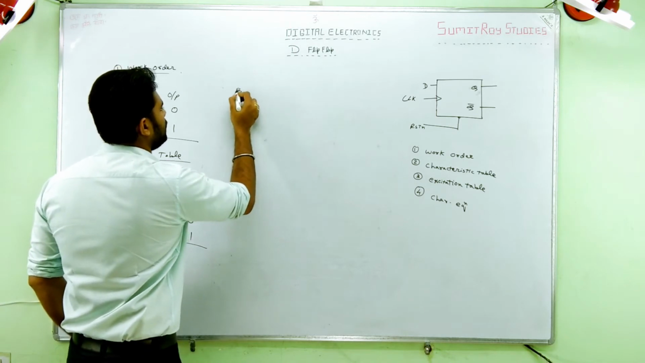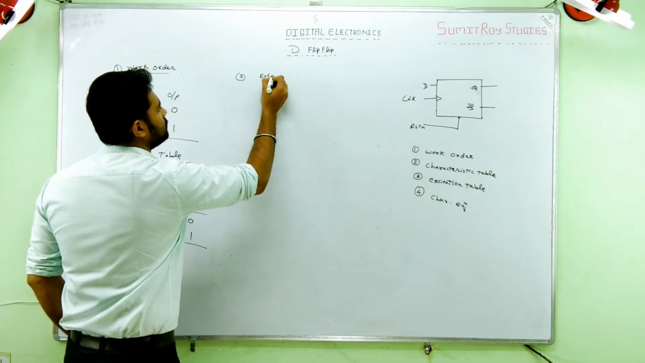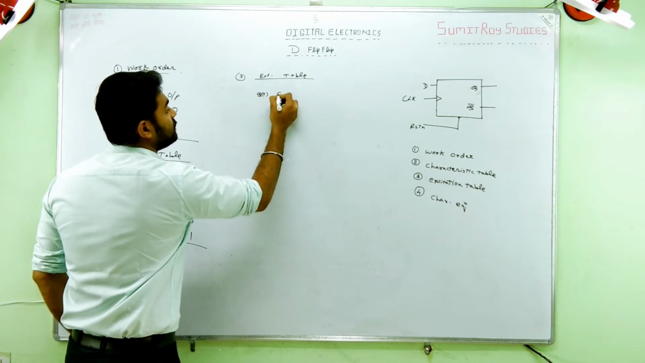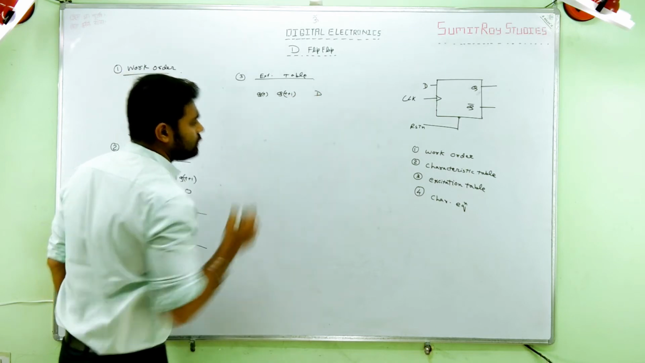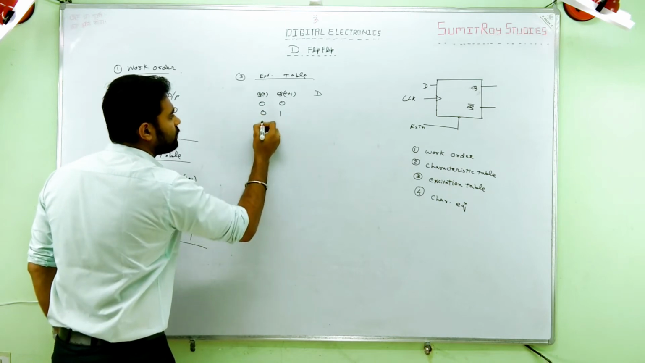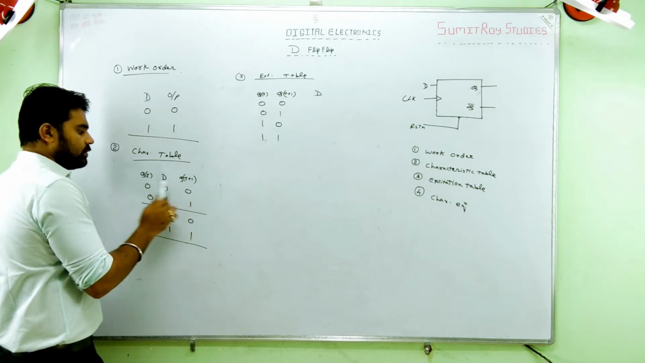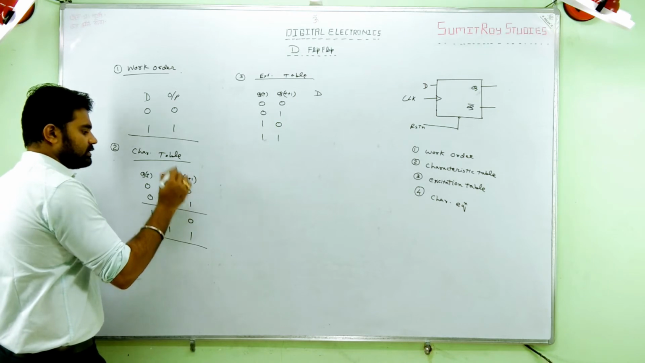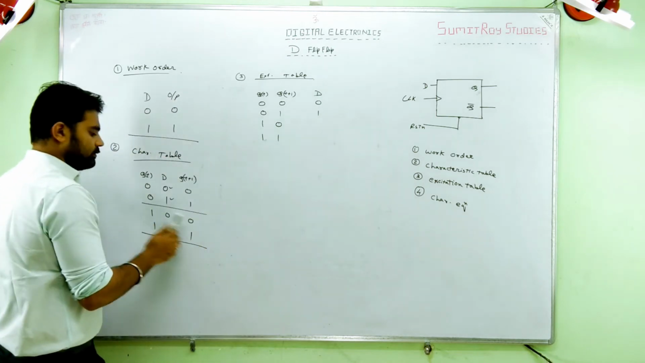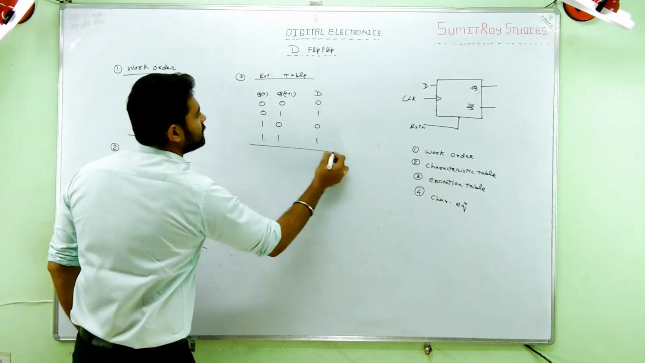Now, considering the third part, that is excitation table. In excitation table, QT transits to QT plus 1 and we fill in D. 0 to 0 transition can occur, 0 to 1 transition can occur, 1 to 0 transition can occur, and 1 to 1 transition can occur. While considering this, from 0 to 0 the only possible condition is 0. From 0 to 1, the only possible condition is 1. From 1 to 0, the only possible condition is 0, and 1 to 1 is 1. So this is excitation table.